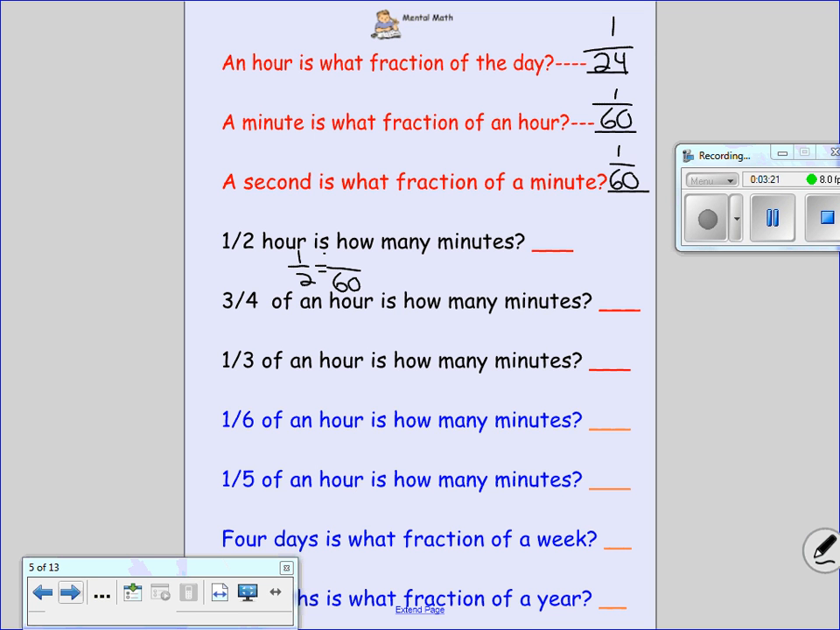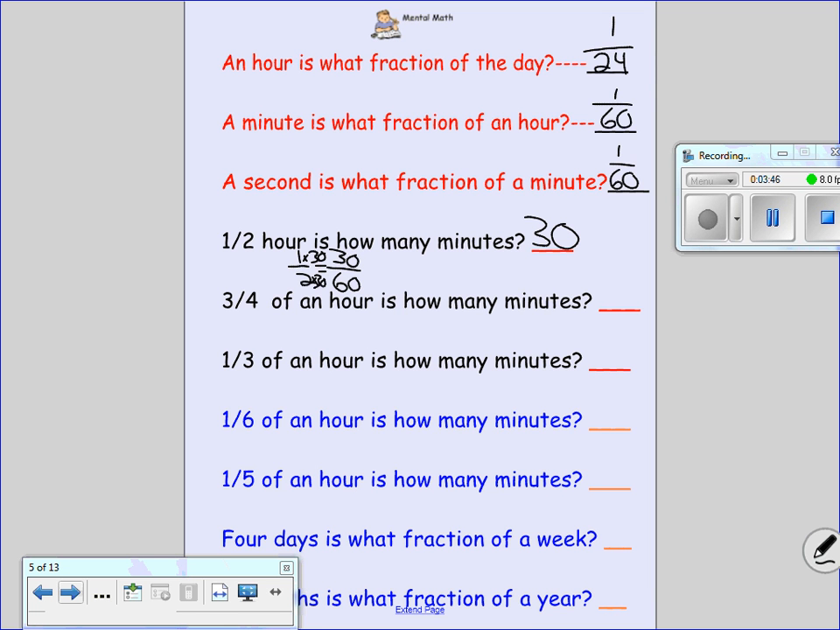Well, all we have to do is it's simple multiplication, okay? The bottom, how does 2 get to 60? 2 times 30 equals 60. So 1 times 30 equals 30. So a half hour is the same as 30 over 60, which is 30 minutes. You see how I did that, kids? If you can do that simple math, fractions will be easy. Let's take a look at the next problem.